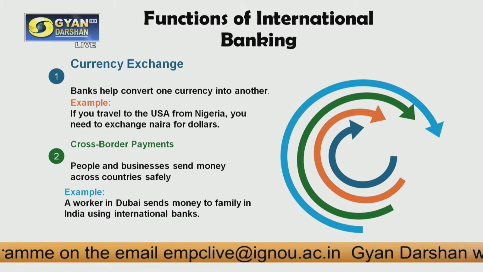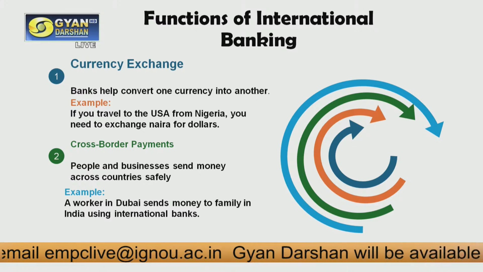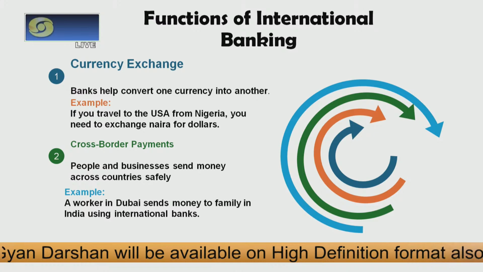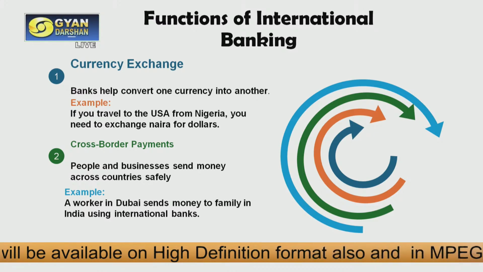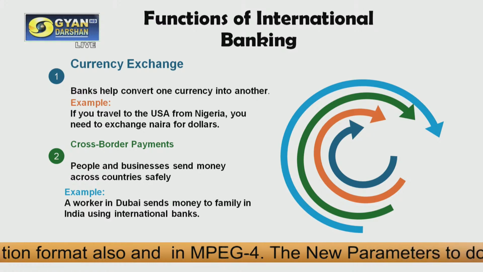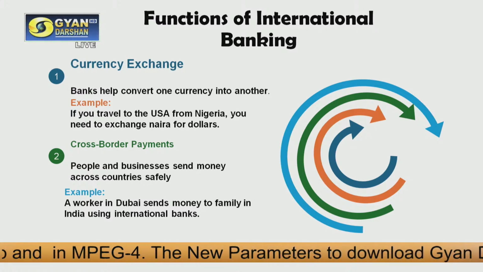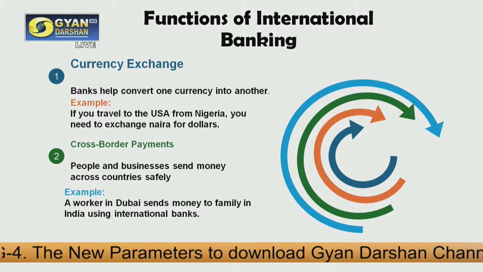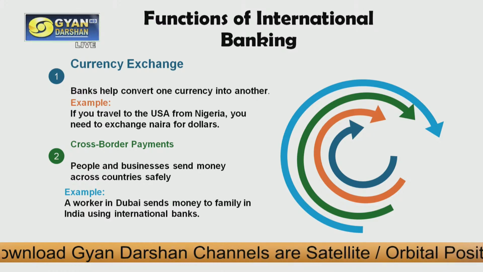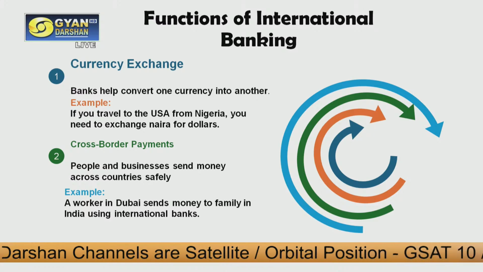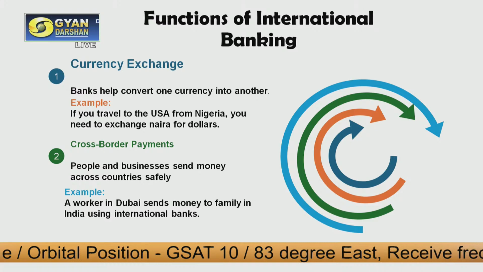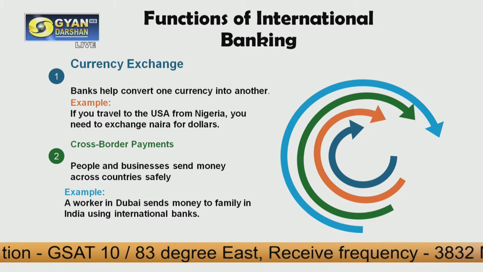Number one and most important function is that it helps in currency exchange. They help in converting one currency into another. Friends, you might know foreign exchange is the price of one currency in terms of another. So let us assume if you travel to the USA from Nigeria, you need to exchange naira for dollars. Where will you approach? You will approach an international bank. So the first function of international banking is currency exchange.